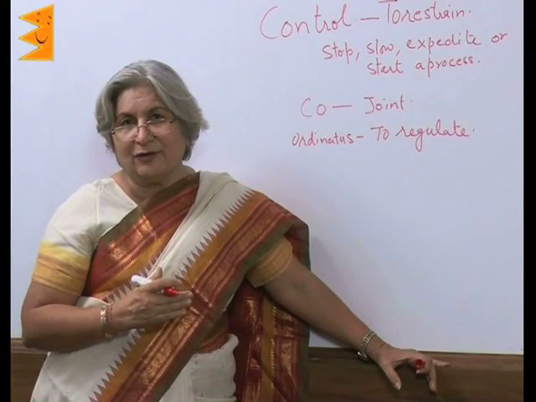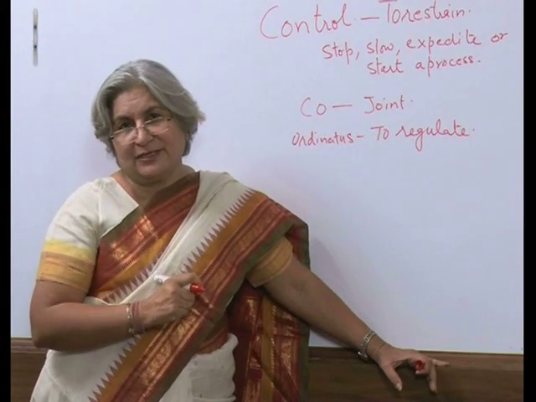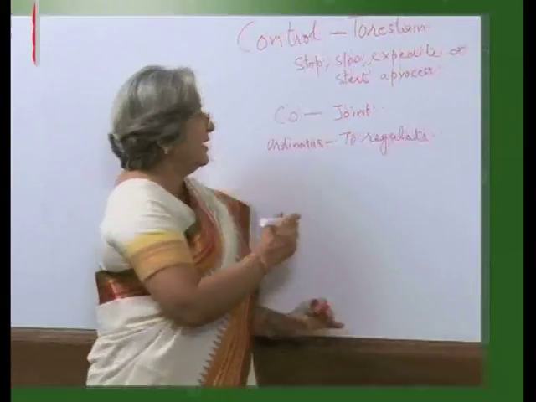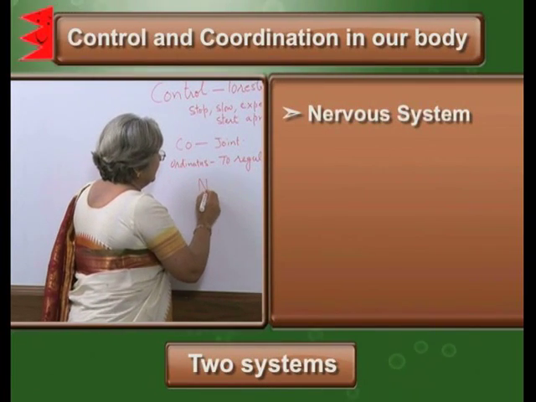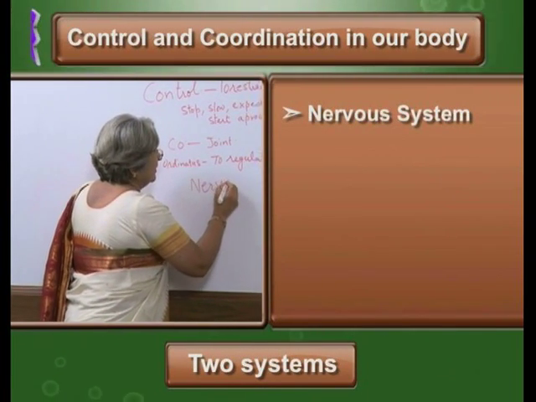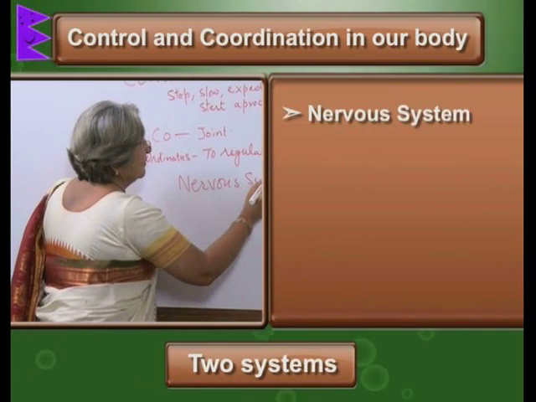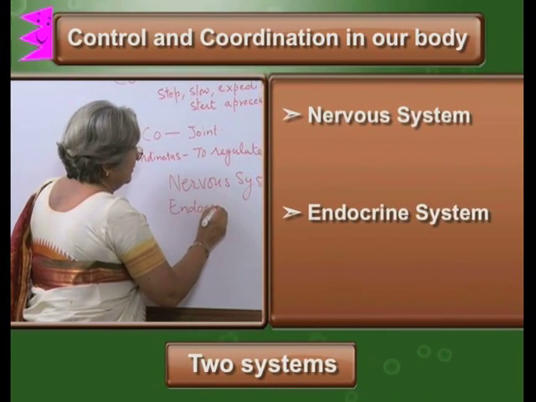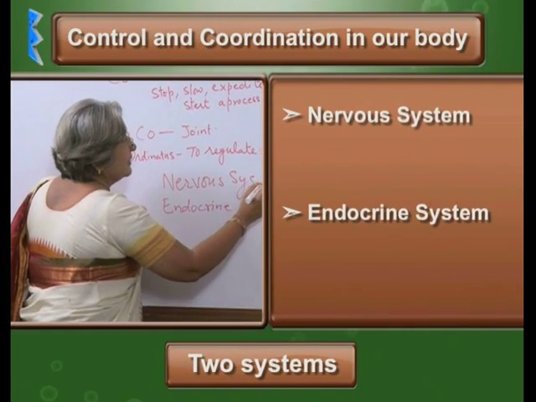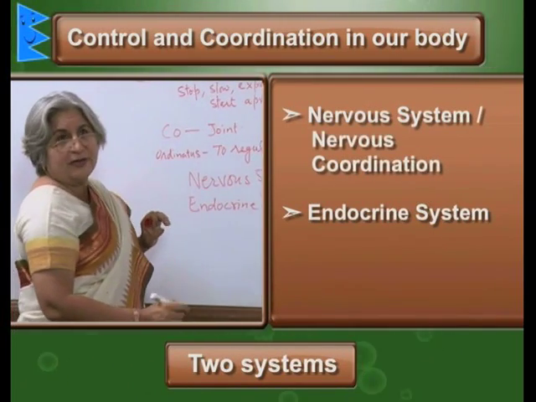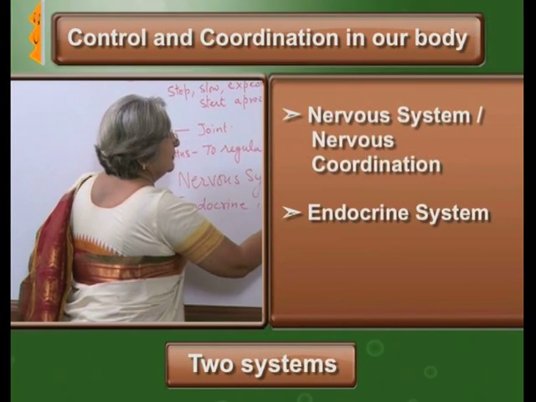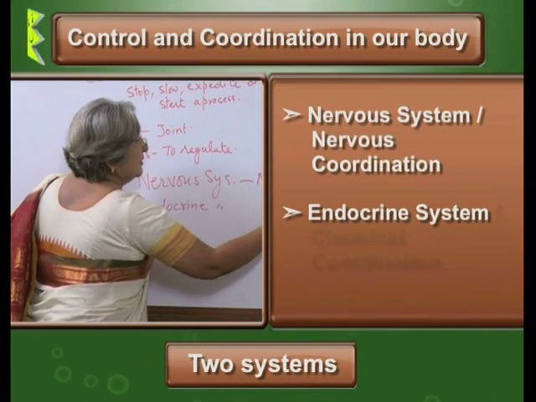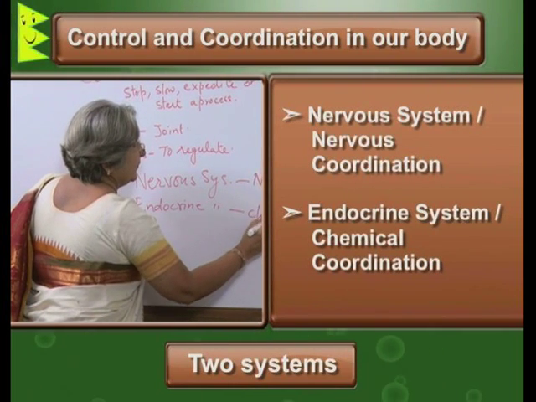In our body also, there are two systems which help in controlling and coordinating. One of them is nervous system, and second is endocrine system. This is also called nervous coordination, and this is chemical coordination.